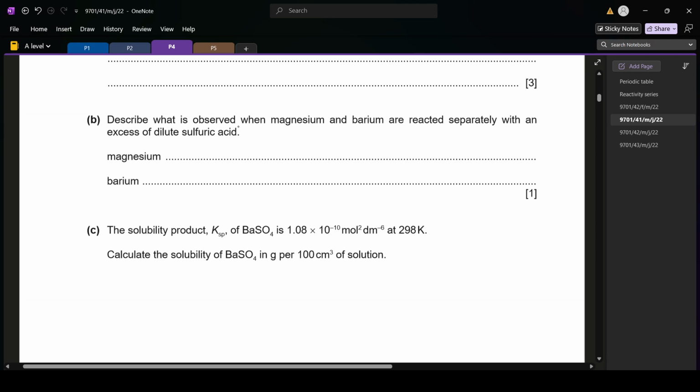Part B: describe what is observed when magnesium and barium are reacted separately with excess of dilute sulfuric acid. When metals are reacted with acid, they form salt and hydrogen gas. Okay, so due to hydrogen gas, you are going to observe fizzing in both of the reactions. Okay, fizzing.